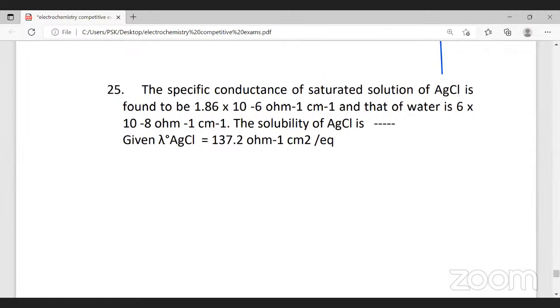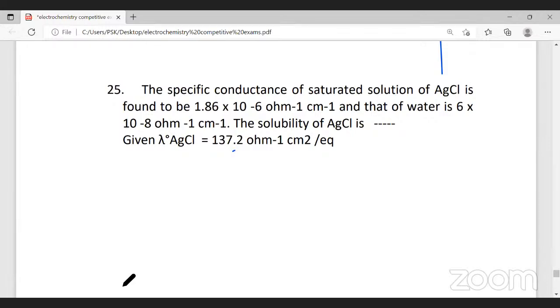The specific conductance of a saturated solution of silver chloride is found to be 1.86 into 10 to the power minus 6 ohm inverse centimeter inverse, and that of water is 6 into 10 to the power minus 8 ohm inverse centimeter inverse. The solubility of AgCl is, they have given lambda naught of AgCl as 137.2 per ohm centimeter square per equivalence. Now they are asking you to calculate solubility.